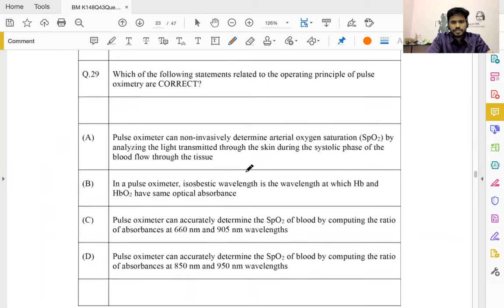Which of the following statements related to the operating principle of pulse oximetry are correct? Pulse oximeter non-invasively, again, this is something that we have done in class, or if not in class, during COVID, many of us wondered why, if you put a pencil, the oximeter shows 98% saturation. We were all wondering about it, so we had time to read about this. So light transmitted through this. What are the options here? During systolic phase.